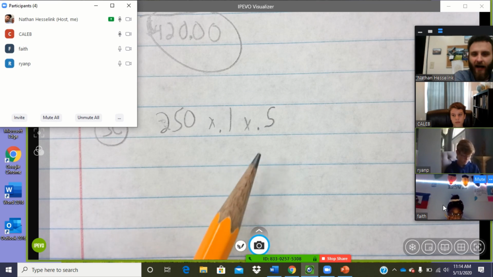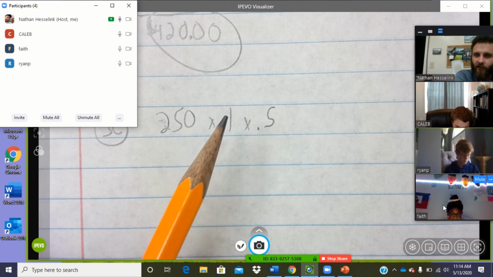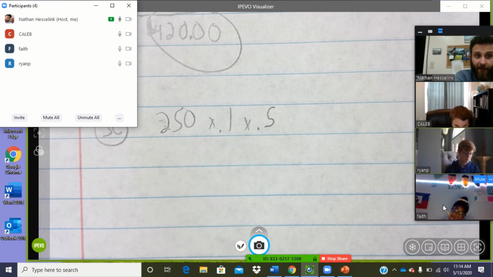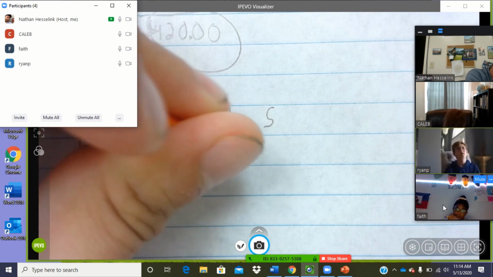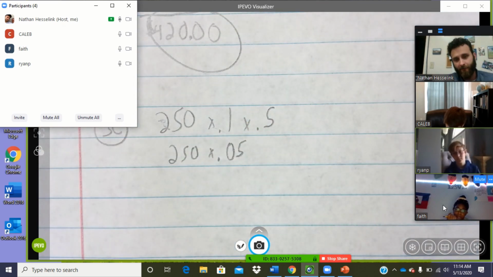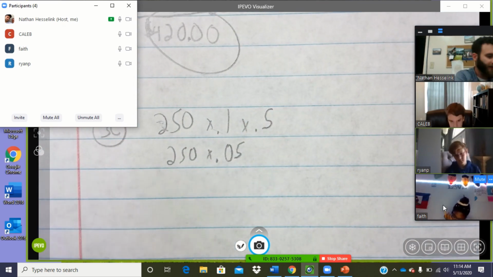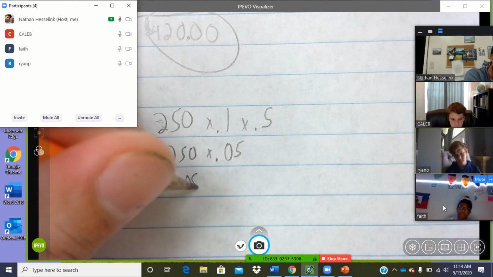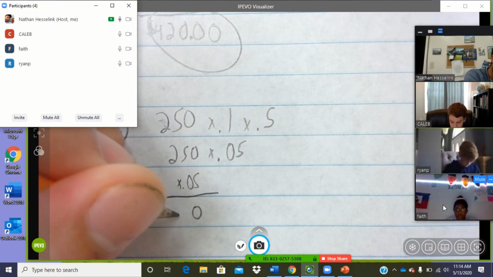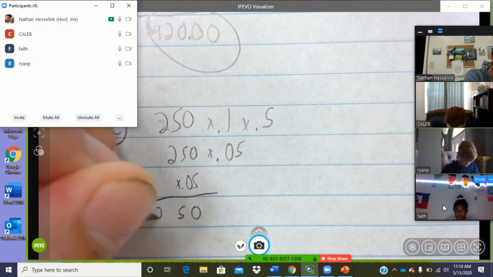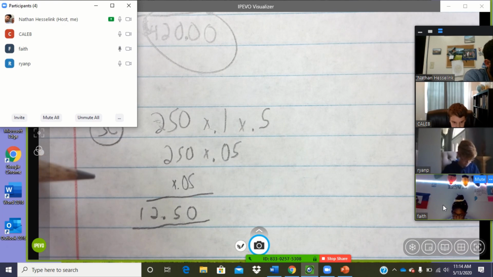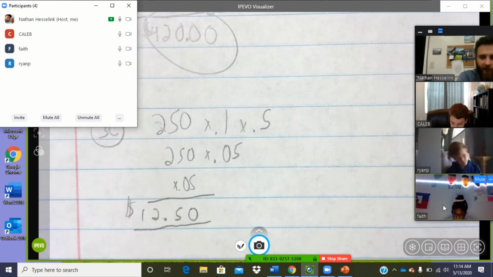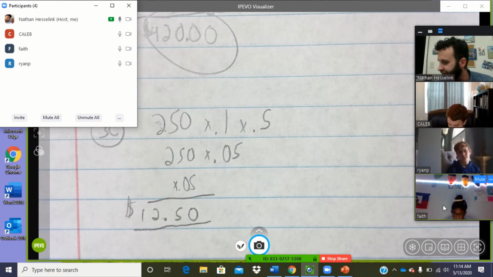0.1 times 0.5, that's a harder one to do in your head unless you just think about it. 5 times 1 is 5. There's 2 decimal places, so 0.05. Good. So then we just got to multiply by 0.05. So we get $12.50.